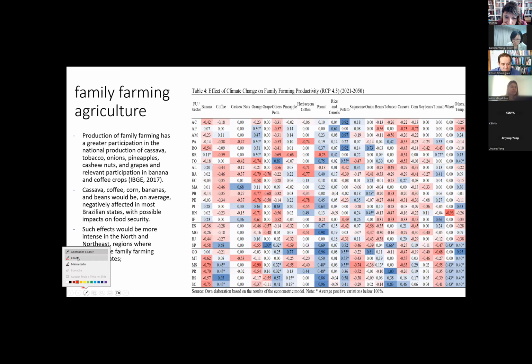Such an impact on family farmers is more pronounced in crops like cassava, coffee, corn, bananas, and beans that are related to food security in Brazil. So on average, we see this kind of crops most affected in most Brazilian states. Such effects would be more intense, especially in the north and northeast regions, where subsistence family farmers predominate.